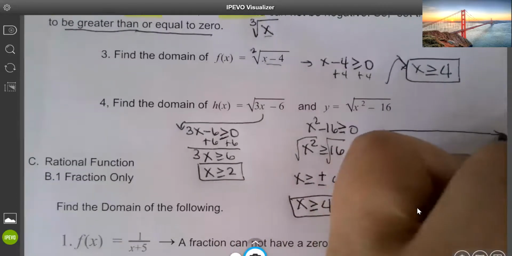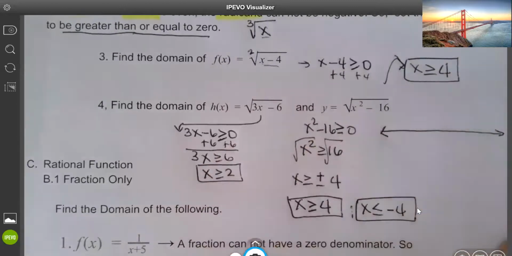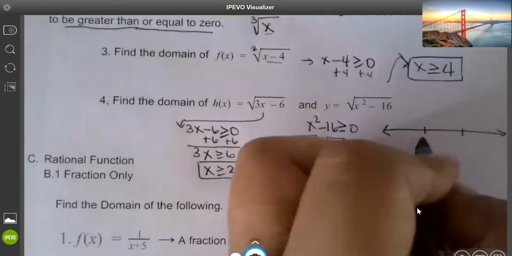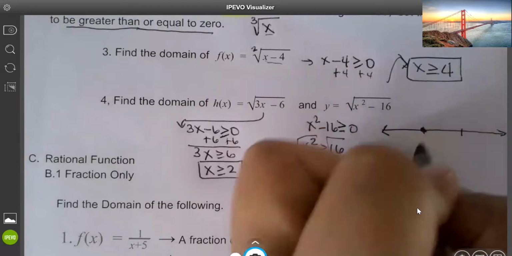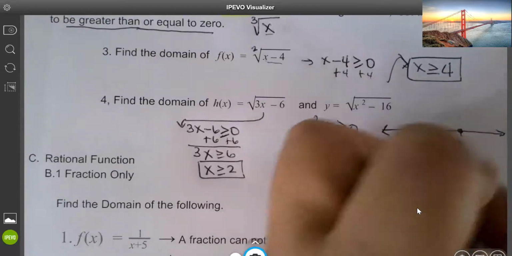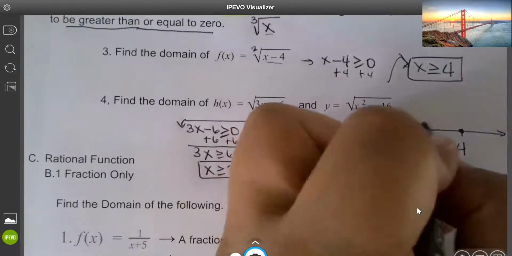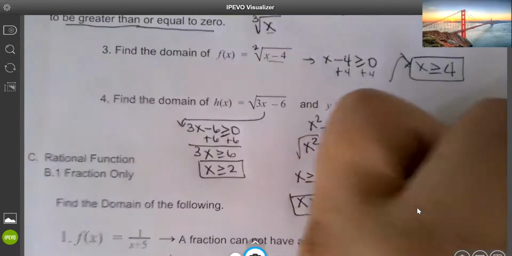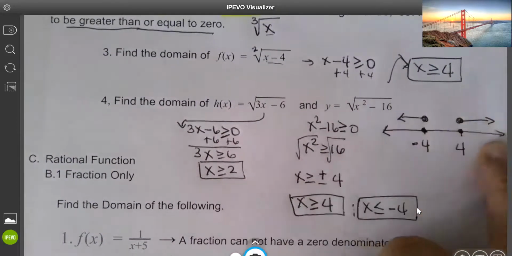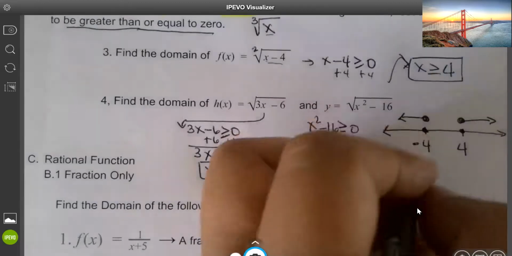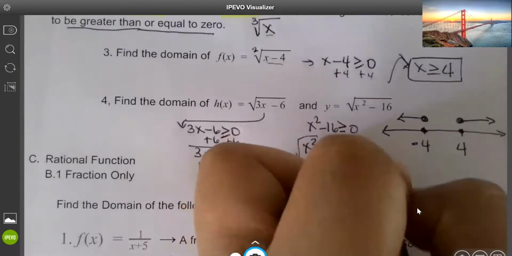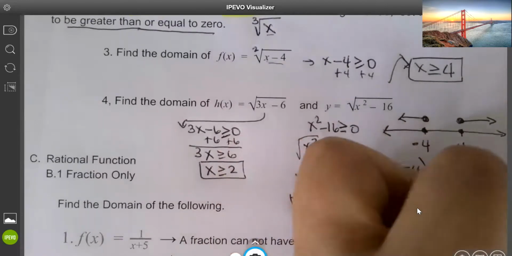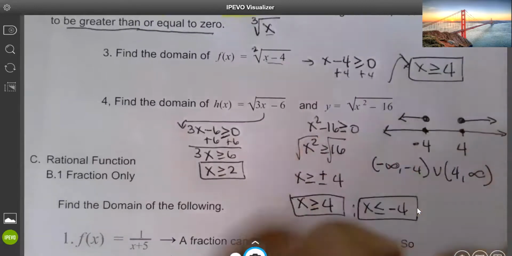If I am going to graph this in a number line, this one is negative 4 and this one is positive 4. So less than or equal to negative 4 and greater than or equal to positive 4. These are the possible values of x. In interval notation, I can write this as from negative infinity to negative 4, union 4 to positive infinity.